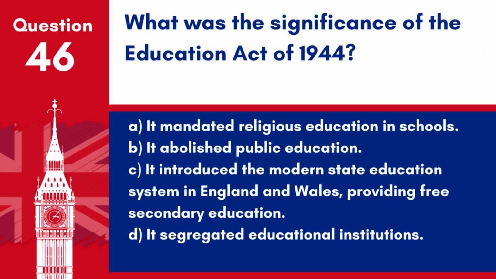Question 46. What was the significance of the Education Act of 1944? A. It mandated religious education in schools. B. It abolished public education. C. It introduced the modern state education system in England and Wales, providing free secondary education. D. It segregated educational institutions.